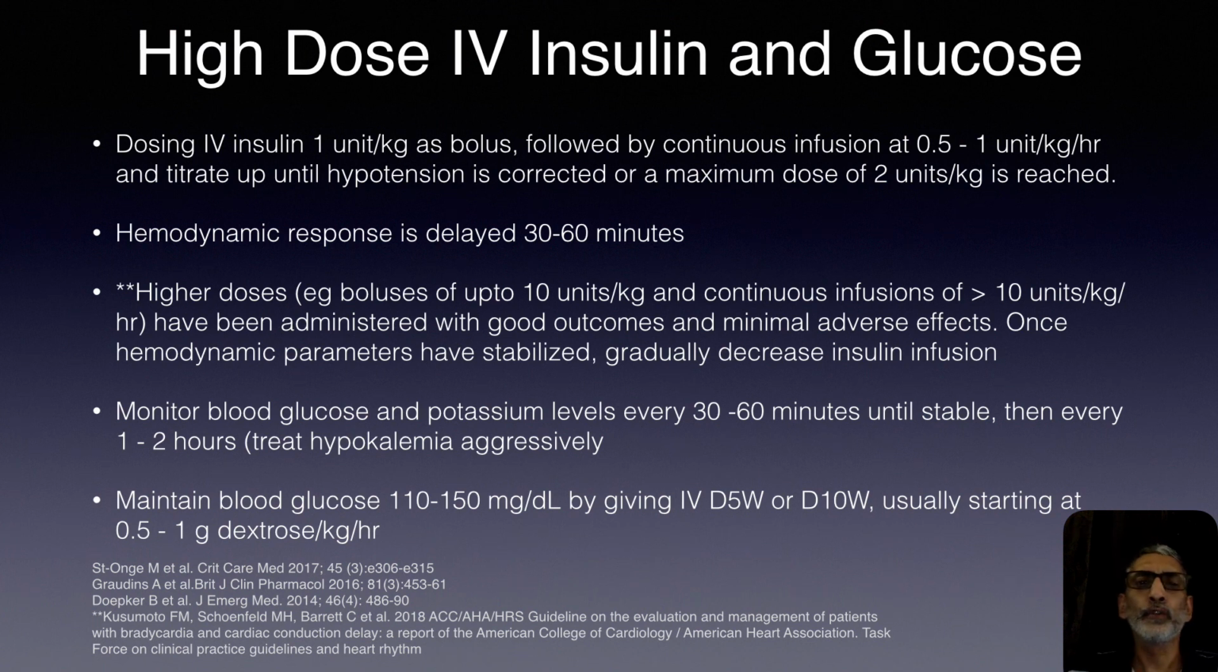So IV insulin at 1 unit per kg as a bolus, followed by continuous infusion of 0.5 to 1 unit per kg per hour. That's a massive dose of insulin. As a matter of fact, you titrate up the insulin until the hypotension is corrected, or a maximum dose of 2 units per kg is reached.